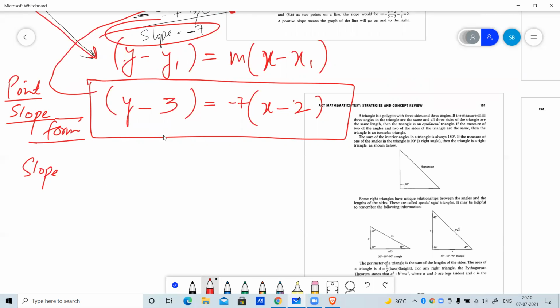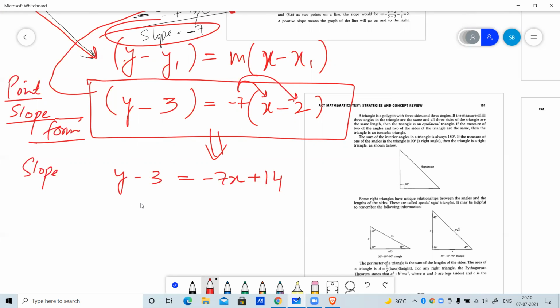It's a matter of representation. If it is telling you to give the representation in a different form, you need to make it in that form, like changing the clothing. So what I'll do here, I'll simply write y minus 3 equals negative 7 times x, which will be negative 7x, and negative 7 times negative 2 will be positive 14.